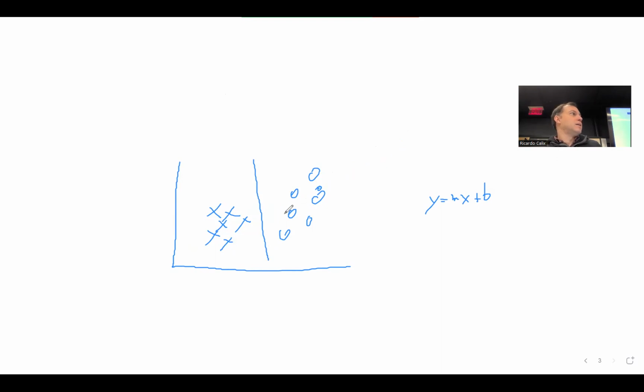Do you see that? Now you can create as many lines as you want. You can create this line, that line, that line. They all pretty much work, right? And so you have an infinite number of lines that you can figure out. How do you figure that out, the line? By calculating these parameters, right?